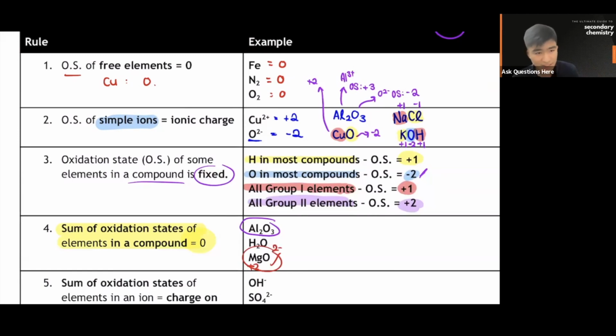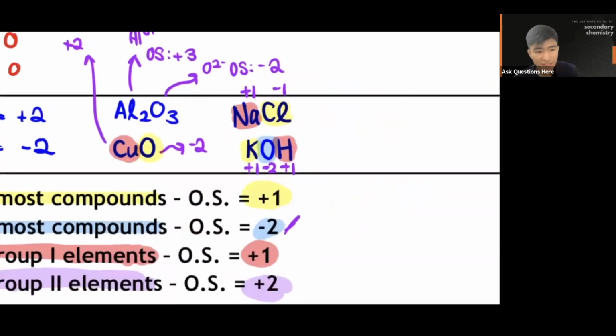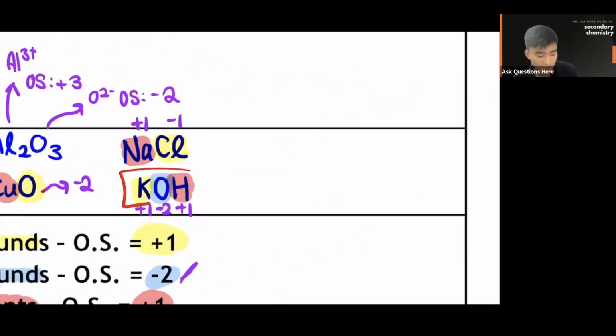I have a question over here in the chat. The question is about the KOH oxidation state. Why is it that I separated out the oxygen and hydrogen oxidation states? Why is it not OH minus with an oxidation state of -1 by itself? This is a very good question, and it shows that you are thinking about the chemistry behind why we talk about oxidation state in this certain manner.